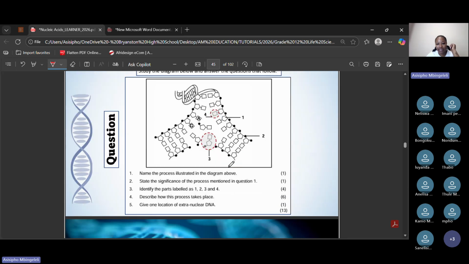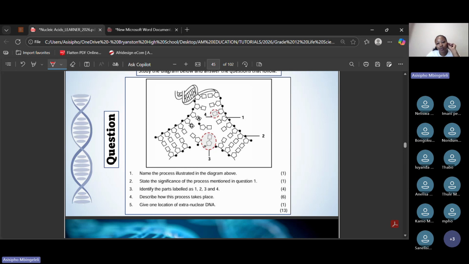Then let's go back. State the significance of the process mentioned in question 1. So, state the significance of DNA replication. It doubles the genetic material so it can be shared between the resulting cells during cell division. One tick for that whole sentence, exactly how it is. You don't mess up anything, 1 mark. You can be lucky sometimes, they can allocate 2 marks for it. Thank you so much.